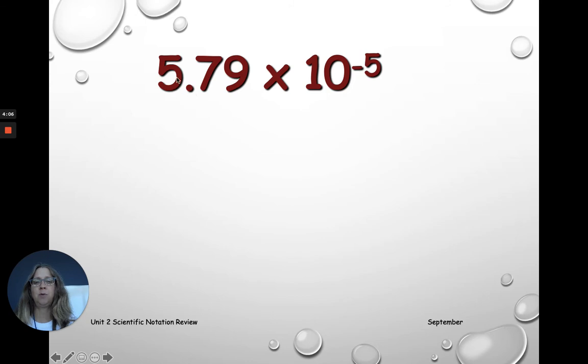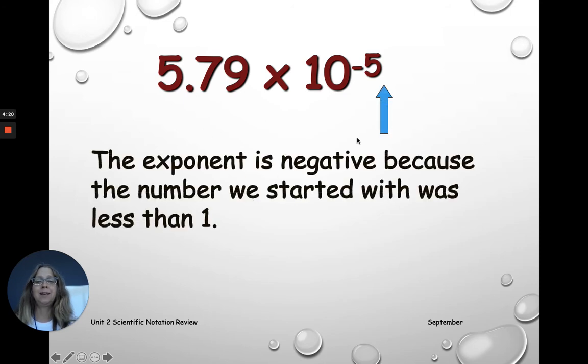So that decimal point ends up having just one number to the left, so you end up with a number here that's greater than 0 but less than 10. The minus 5 is how many places we moved it to get to this point. So the exponent is negative because the number we started with was less than 1.